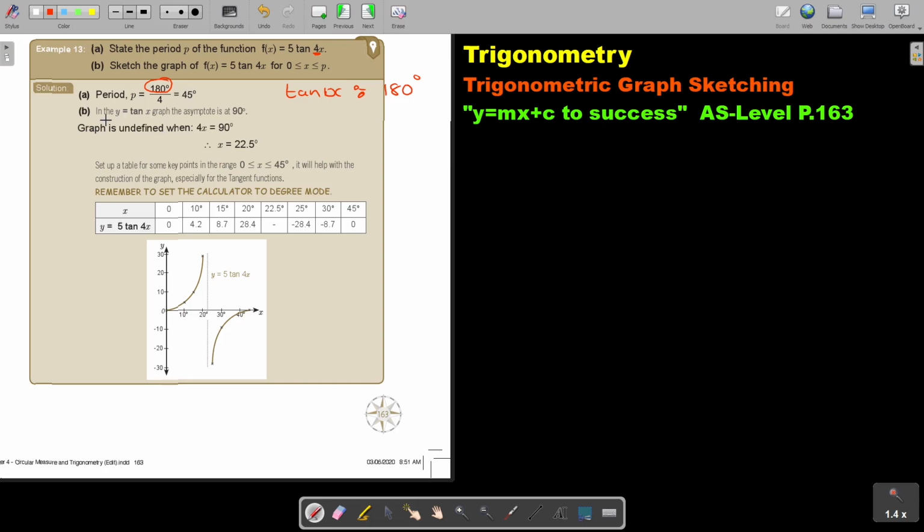Now, I go on. Sketch the graph of this. So for y equals tan, that is the period of a normal one, and the asymptote of a normal tan graph is 90.